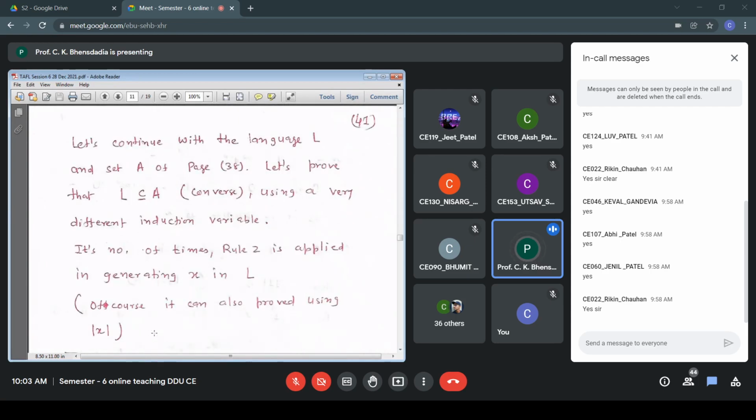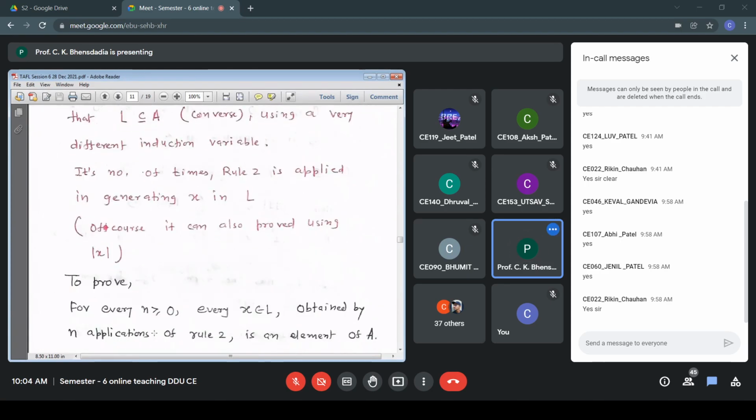Number of times rule 2 is applied in generating x in L. Of course, we can prove this using the length of x, like the earlier two cases. However, just to show that the induction variable could be different, here we are taking the number of applications of rule 2 in generating x in L. That is our integer n.